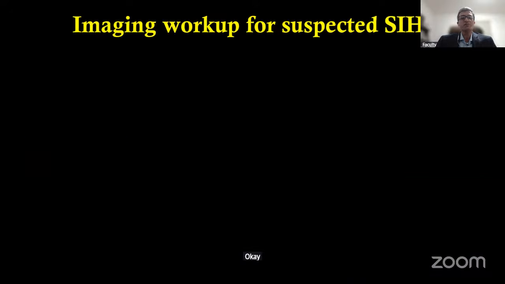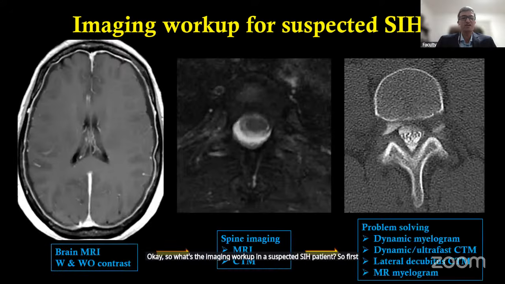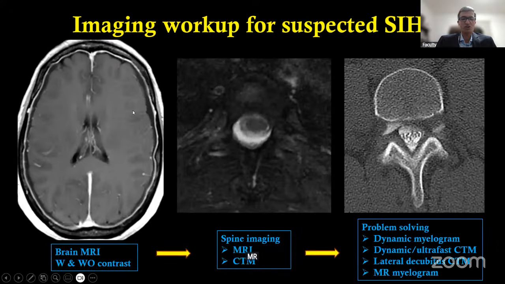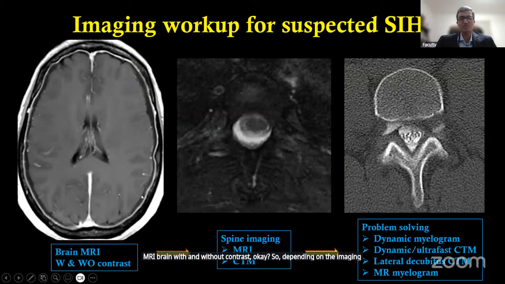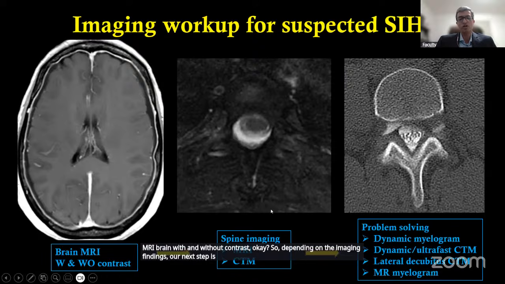Okay, so what's the imaging workup in a suspected SIH patient? The first thing we do is MRI brain with and without contrast. Depending on the imaging findings, our next step is we do a non-contrast MRI of the entire spine.